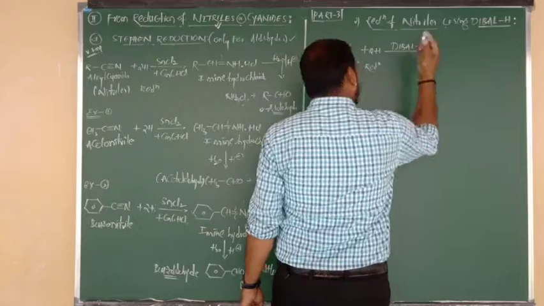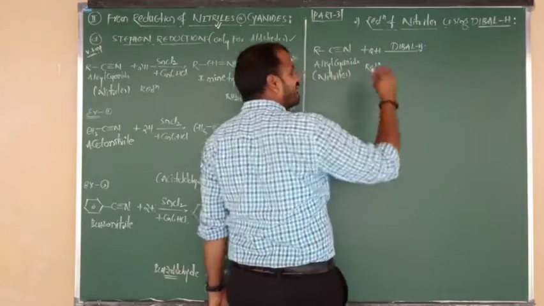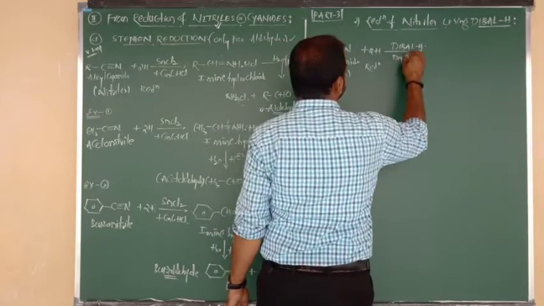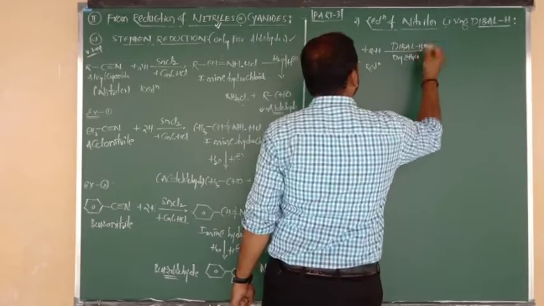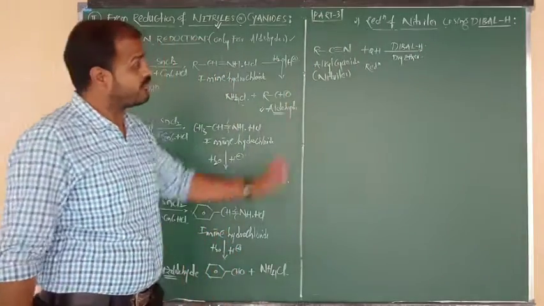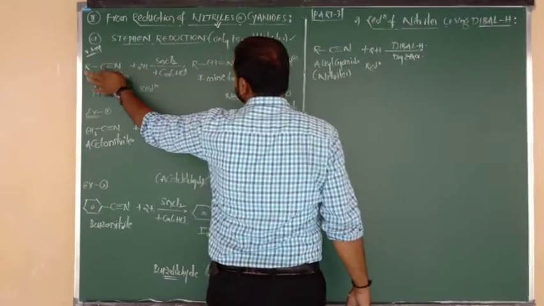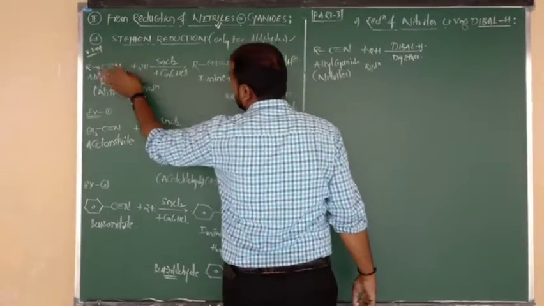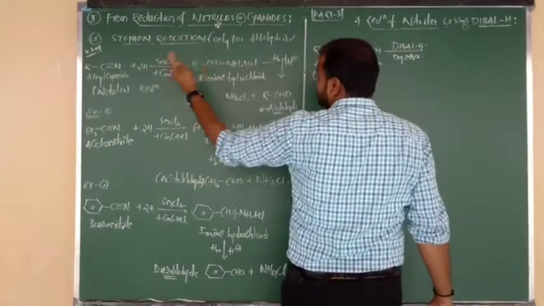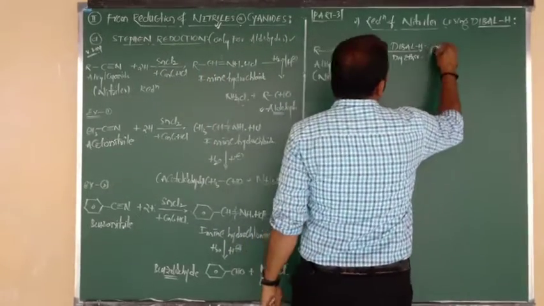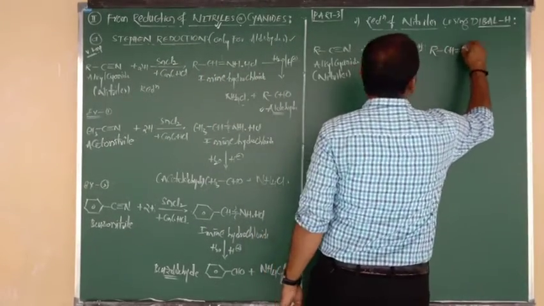Diebol H. And in this reaction, if you want, you can take the help of dry ether also, as a supporting solvent. Dry ether, no problem, don't need to focus on that, but focus on Diebol H. Good. So same thing: one hydrogen given to C becomes CH, another hydrogen given to N becomes NH, triple becomes double, everything is same. So R bonded to CH double bond NH.